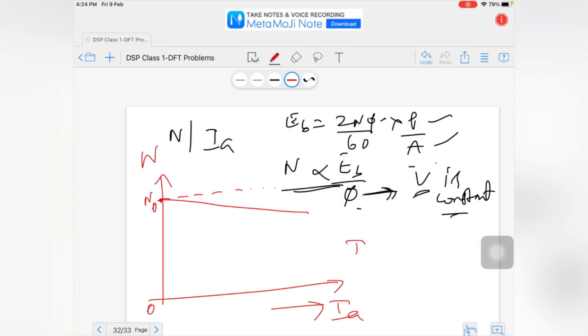So as Ia increases, the IaRA drop also increases, but this IaRA drop is negligible compared to the supply voltage, because the resistance of the armature is very small. The drop across the armature is very small compared to supply voltage. Hence in case of DC shunt motor, because of less drop in the armature, the motor speed does not decrease much. It runs at almost constant speed, and this kind of motor is employed for constant speed operation.